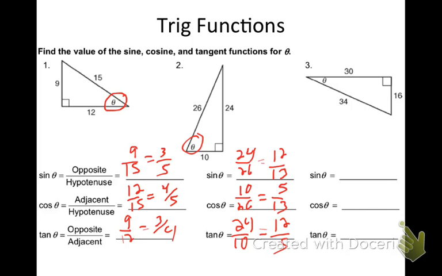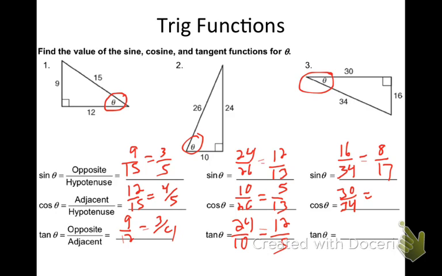Number 3, here's theta. I want sine. What's sine of theta going to be, Jarrett? 16 over 34. Nice job. 16 over 34, which equals 8 over 17. Cosine theta, Maddie? Which equals?